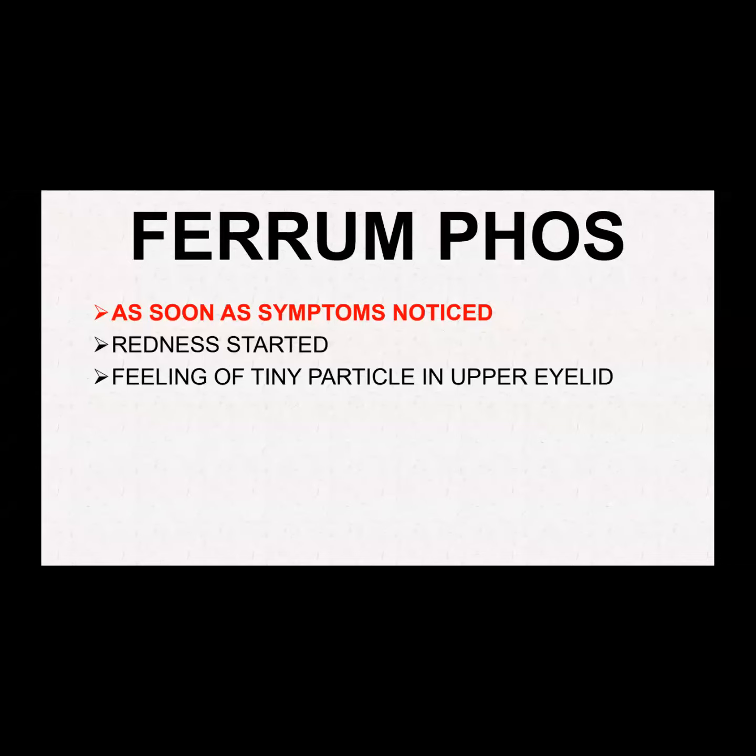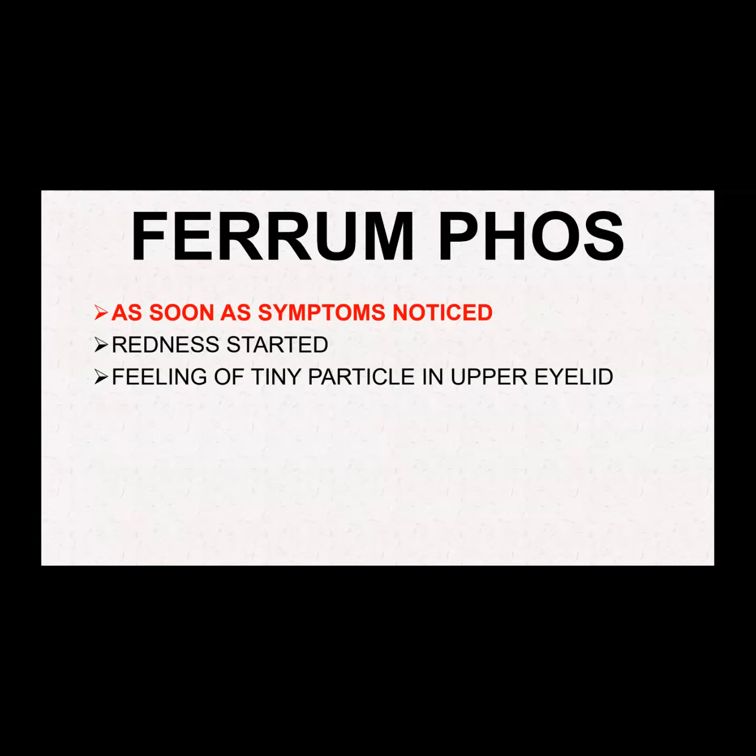Ferrum phos is usually given when the symptoms are noticed without very much symptomatology. Here redness has just started to bloom. This is the only symptom. Sometimes a feeling of a tiny particle in the upper eyelid is also seen. It is specific to ferrum phos. Some particle is felt in the upper eyelid.